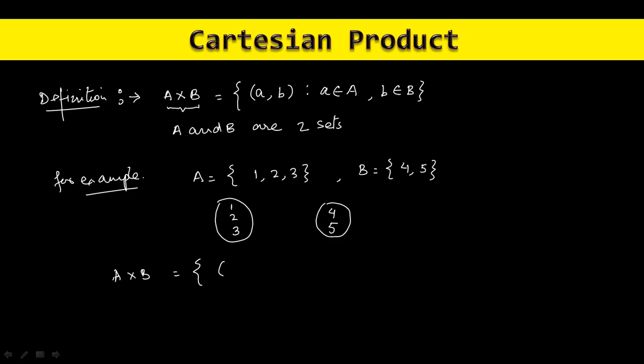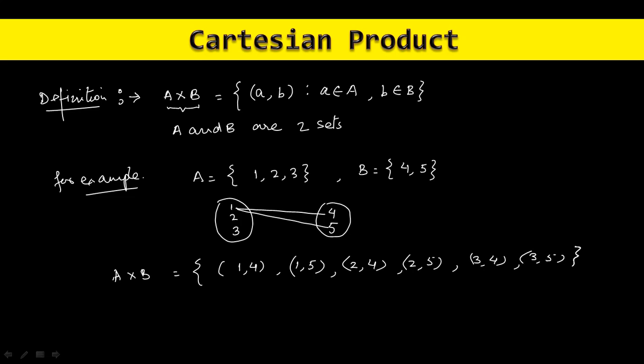It comprises of (1, 4), (1, 5). This one is the combination of 1 with 4 and 5. Similarly, I can write the other combinations: (2, 4) and (2, 5). What about the third combination? I can write (3, 4) and (3, 5). This one is A cross B.